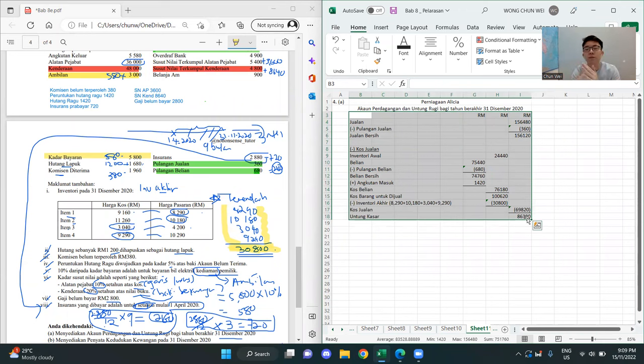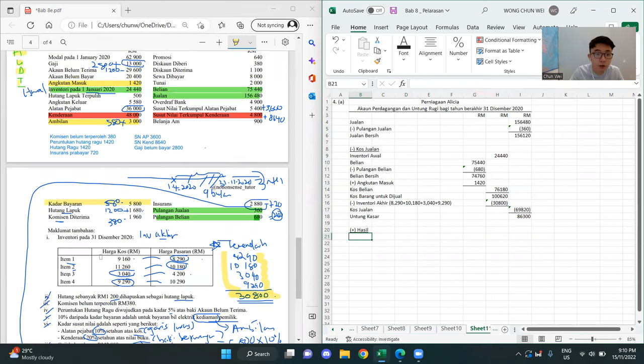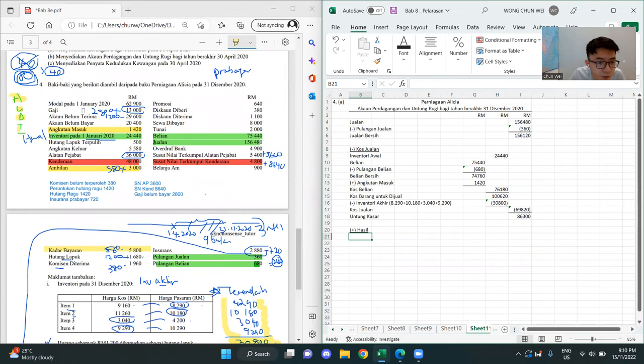But then soalan ini cakap perlu untung rugi juga, like what we did in last class. So you have to straight away continue, tambah hasil, tolak belanja. Here you add your hasil. This is actually a very simple question, straightforward, nothing much, nothing complicated. All right? So you check your ada hasil tak? So you see one by one from your imbangan duga.